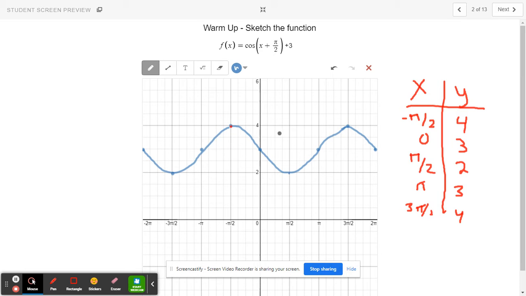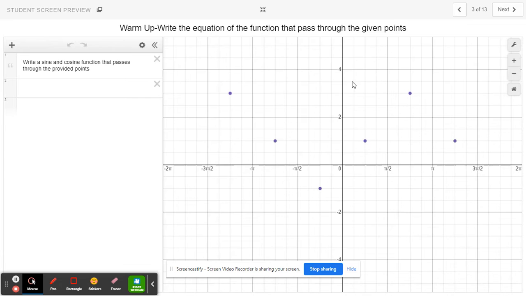And that's our graph. You can see that the midline is at 3, the amplitude is 1, and so there you go. Now we want to type in the equation that's going to pass through these points. It says write a sine and a cosine function. A good strategy for these types is to start with the parent function.